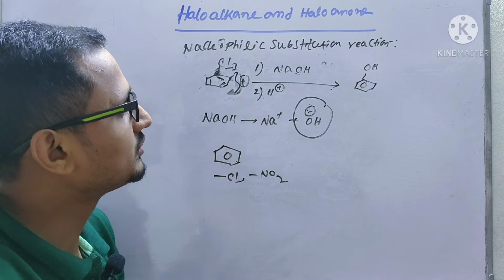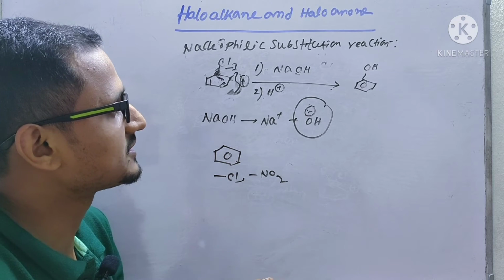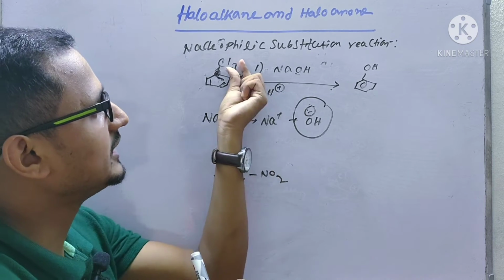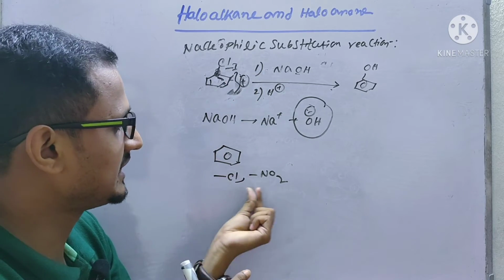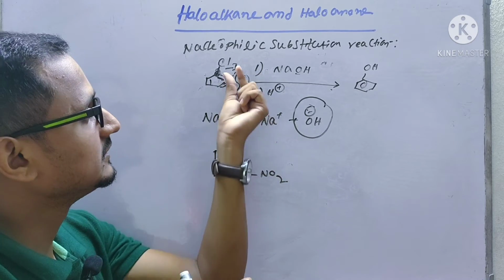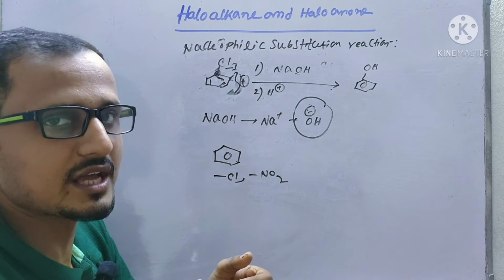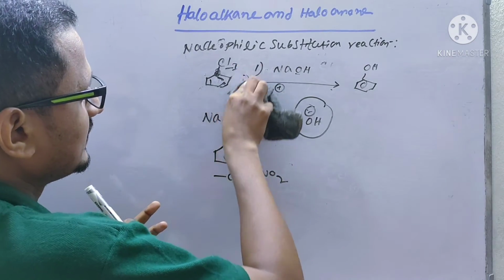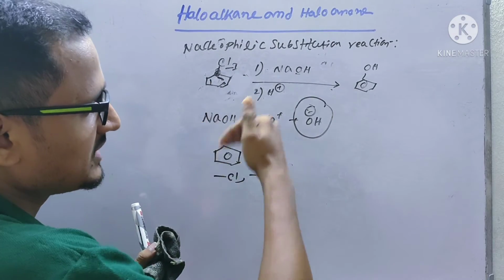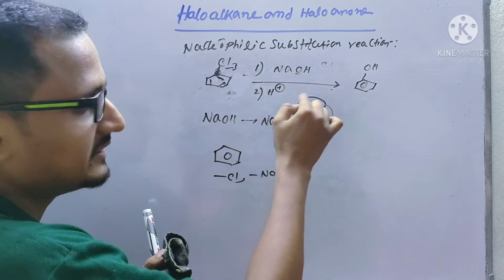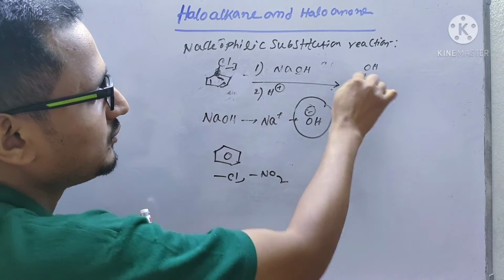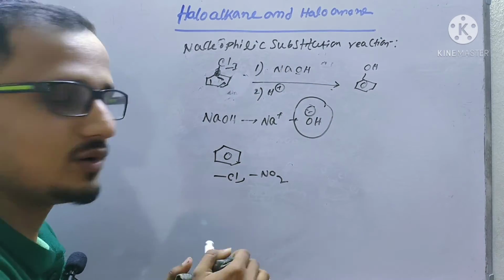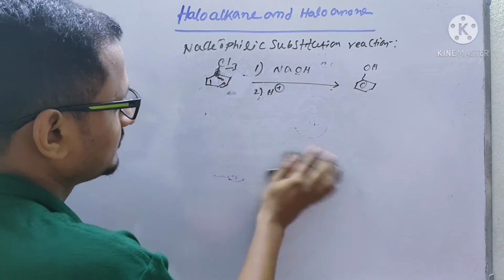So if you want to do the nucleophilic substitution reaction of the benzene ring, then you have to add an electron withdrawing group there, like Cl and NO2. After that, nucleophilic substitution is possible. So here chlorobenzene, when it reacts with NaOH, furnishes OH minus, and that OH minus replaces the chlorine to form phenol, and this reaction is nothing but a nucleophilic substitution reaction. Okay, now understood, I think.